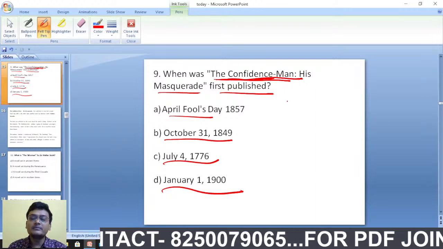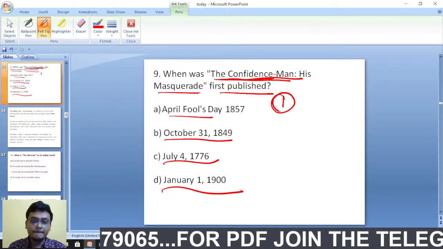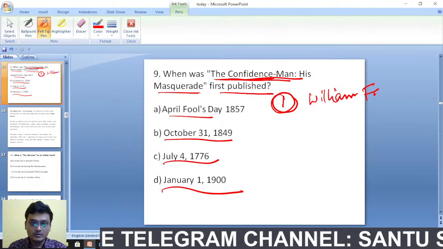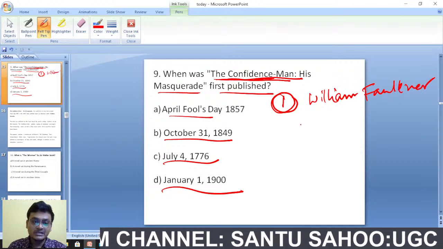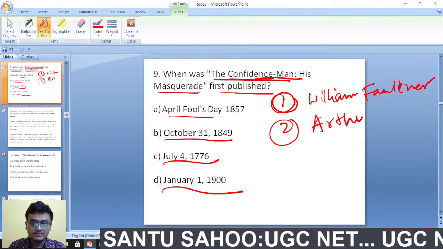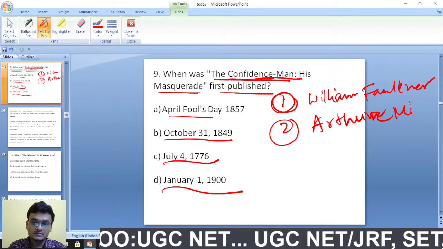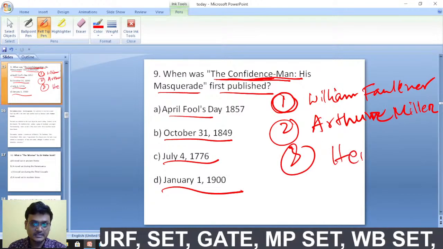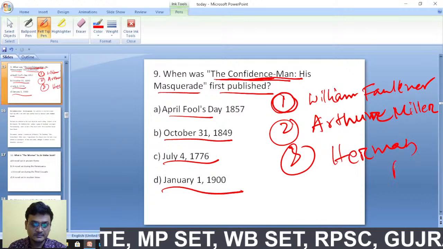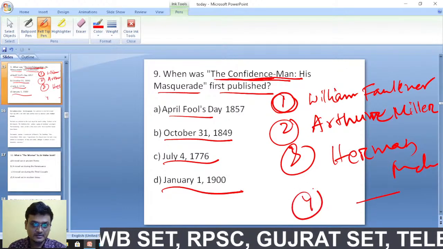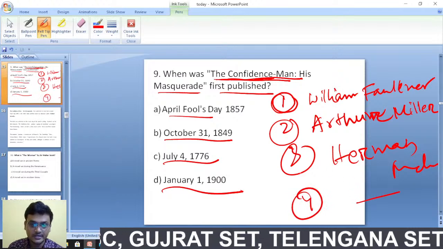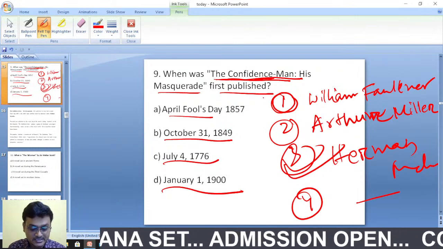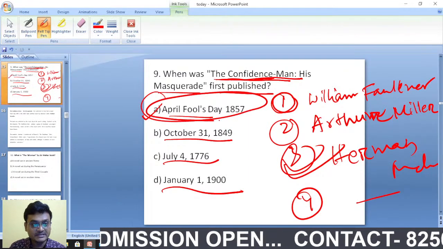Now tell me the options. I'm giving options: William Faulkner, Arthur Miller, Melville. Got it, Herman Melville. The Confidence Man: A Masquerade, first published on April Fool's Day. Excellent, it is April Fool's Day, 1857.